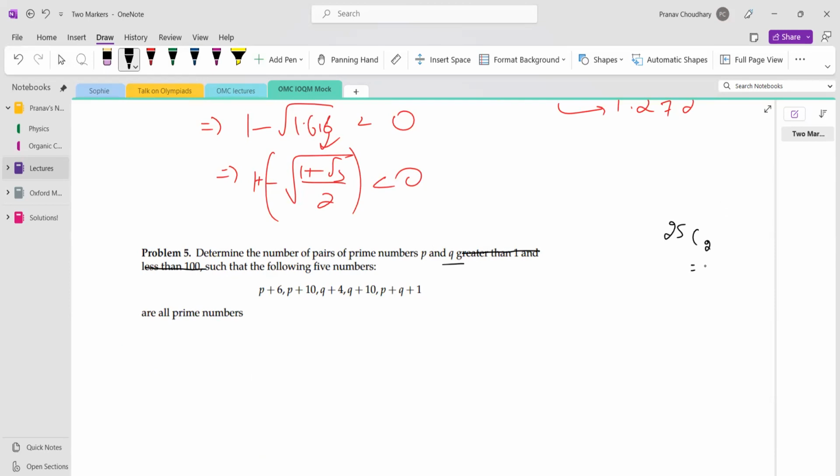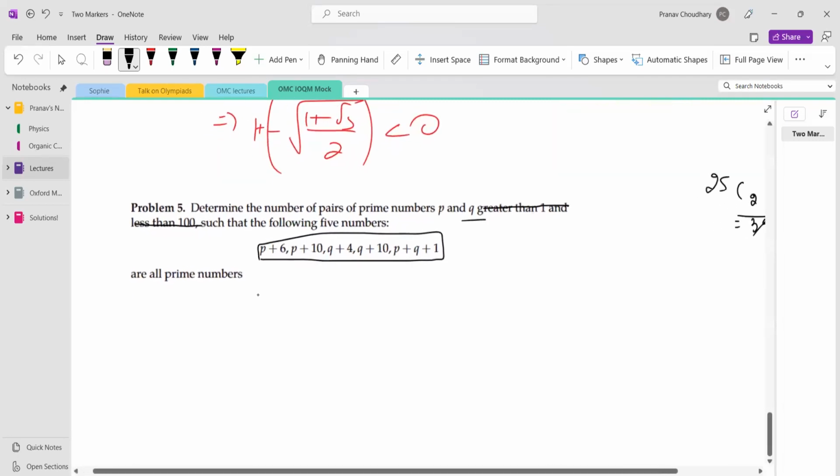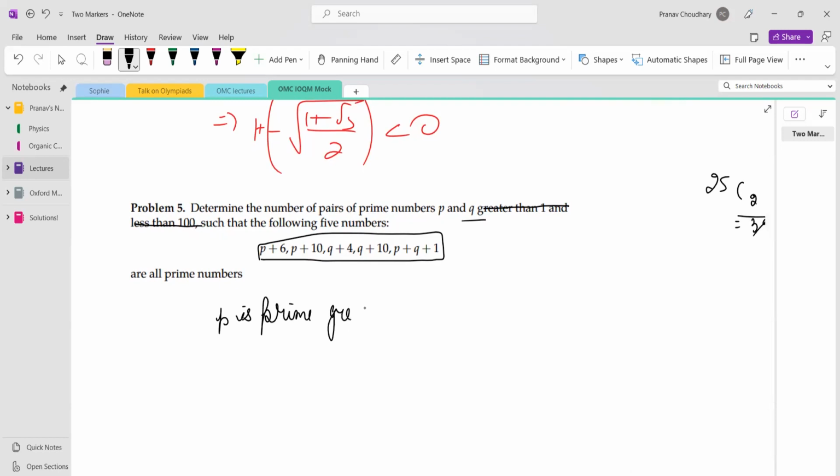That's about 300 cases? No, they don't want to bash that. They want it to be clever. We want all these numbers to be prime numbers. So what is the very basic argument with prime numbers? That if P is prime greater than 3, then P is congruent to minus 1 comma 1 modulo 6.